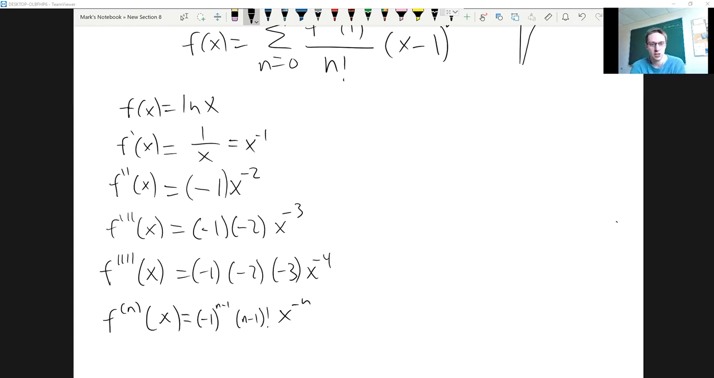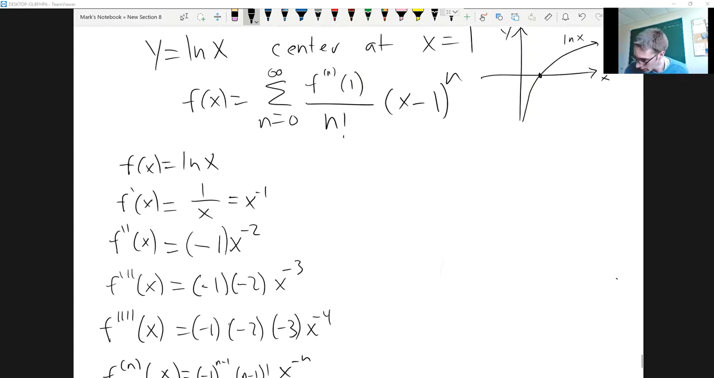And let's just quickly check. If I plug in 0, this formula is not going to work because of the log, but for all the other ones, I think it should check out. If we plug in n equals 1, we'll get negative 1 to the 0 power, so positive 1, times 0 factorial, which is 1, times x to the negative 1. That's just x to the negative 1, so that matches with our f prime. And if we plug in n equals 2, we should see something that's consistent with our second one, and it should work for all of the others as well.